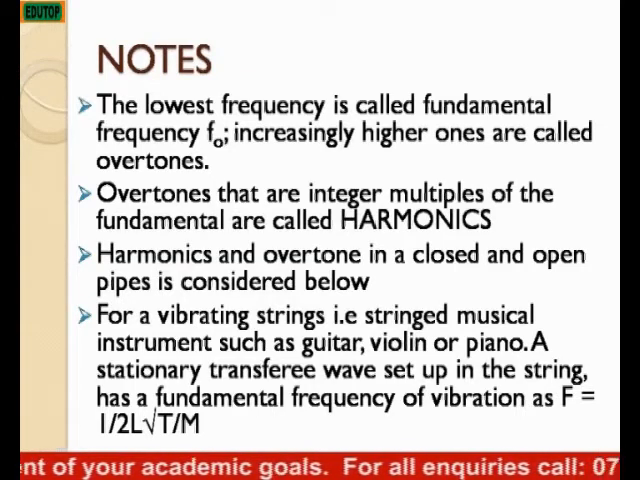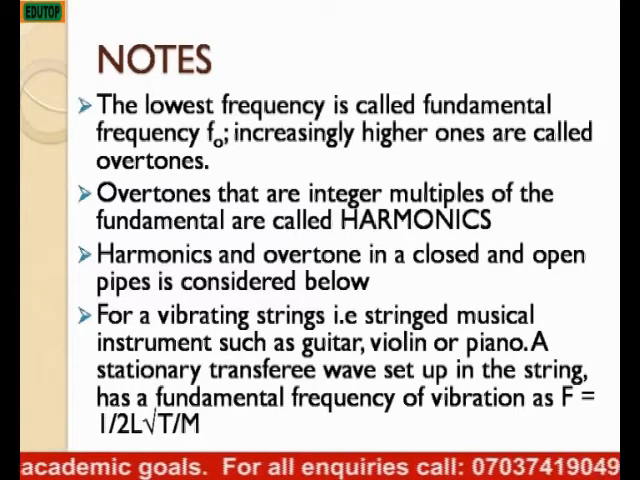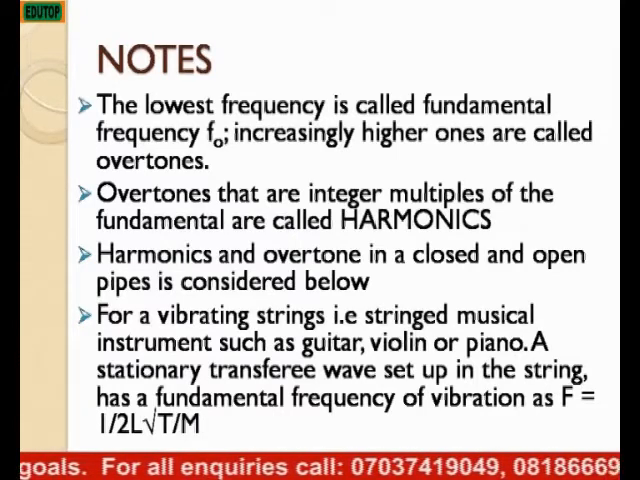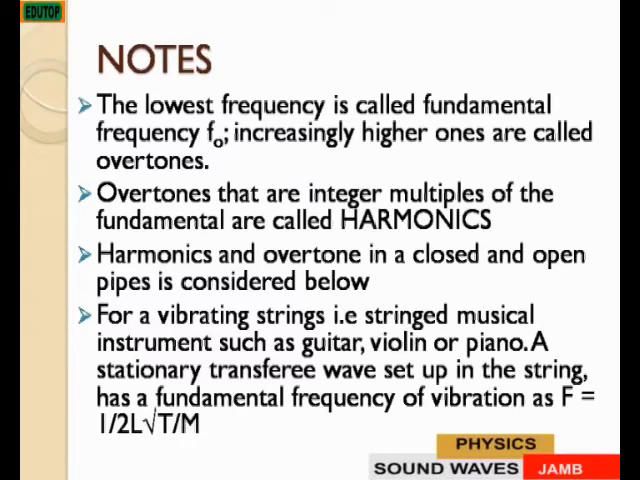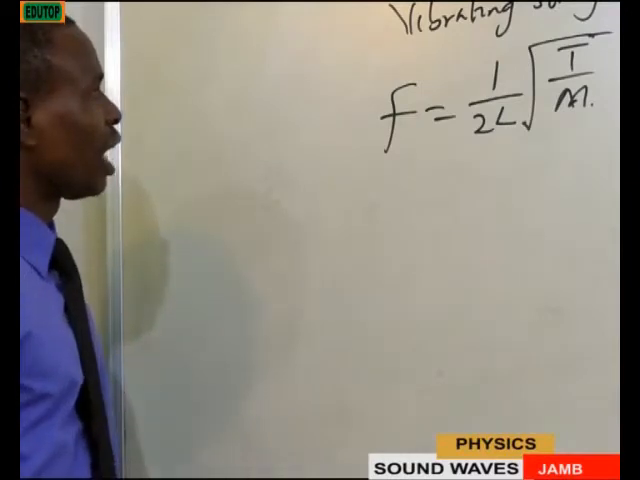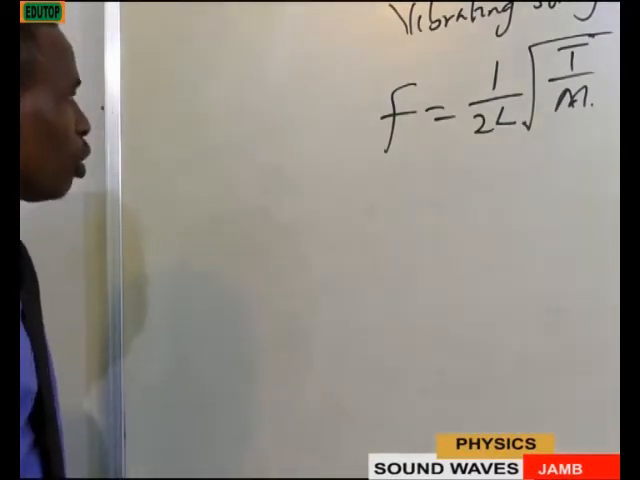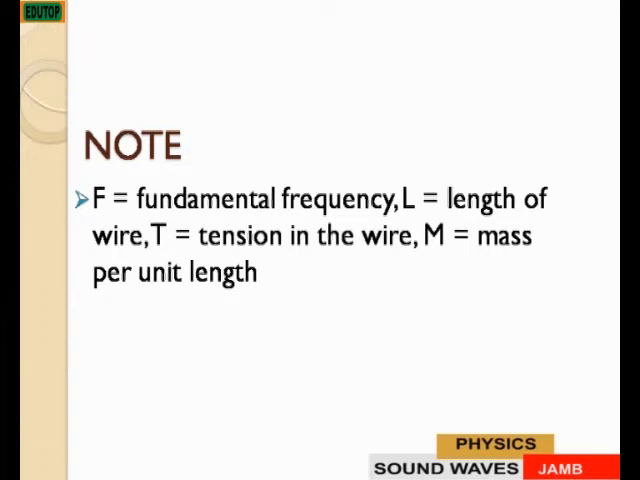We have F is equal to 1 over 2L, okay? Then multiplied by the square root of T divided by M. Each of these terms has its meaning. Our F here is the fundamental frequency. This is the length of the string. This is the tension. The capital M is what we call mass per unit length. Mass per unit length. Okay?